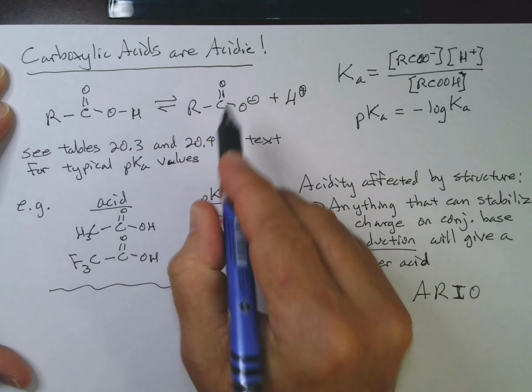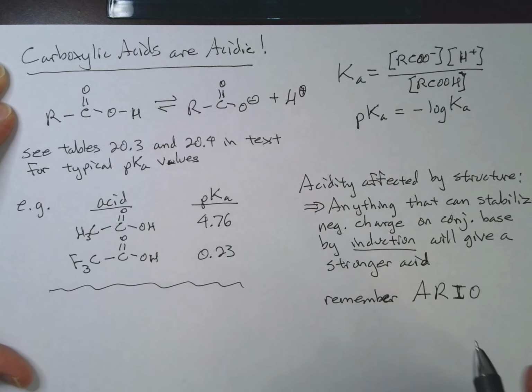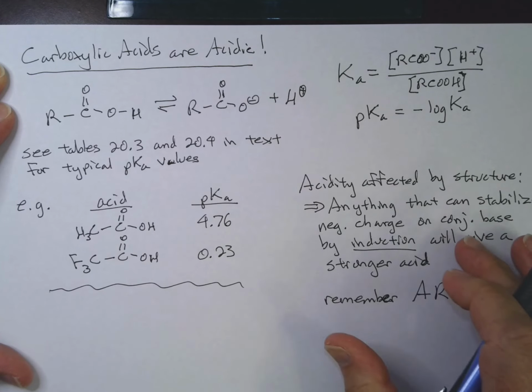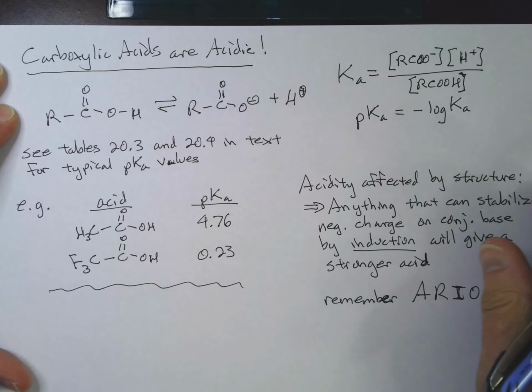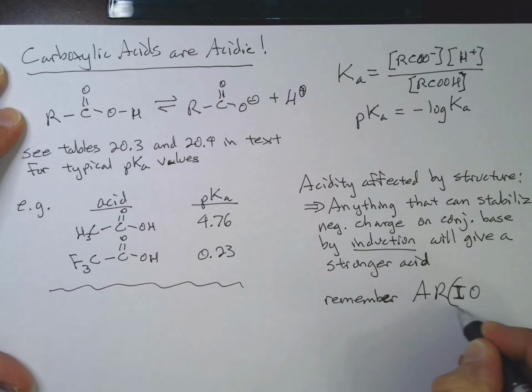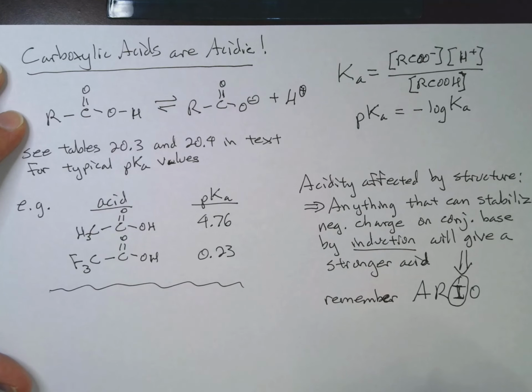R, resonance, well, they all have the same resonance structure. We'll look at that a little bit later. Induction, well, that's what we're really interested in here, is inductive effects. And then orbital identity we're not going to worry about because negative charge is in a sp3 orbital. So really what we're interested in here is the inductive effects.